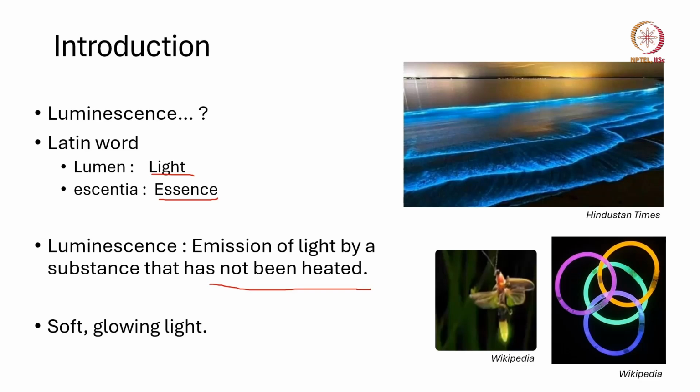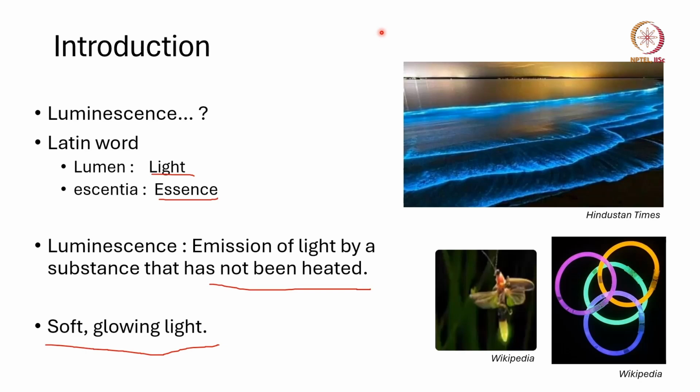This has been specifically included in the definition because luminescence is categorically different from another phenomenon that we observe, which is blackbody radiation, where light radiation is emitted by virtue of the temperature of the object. However, luminescence is different from blackbody radiation, thus not being heated is added in the definition. In general, luminescence is soft glowing light.